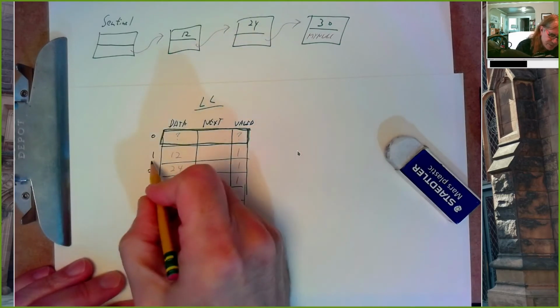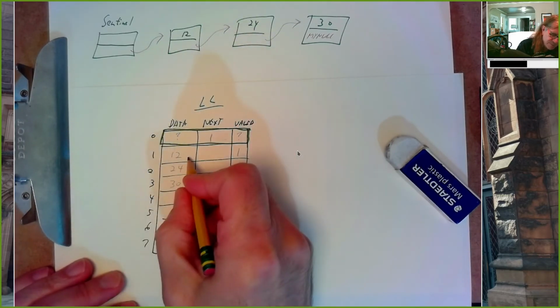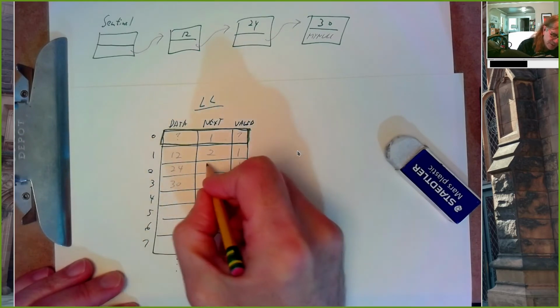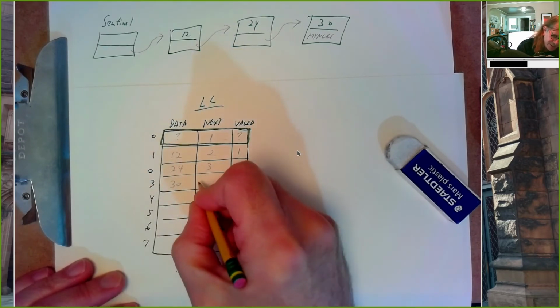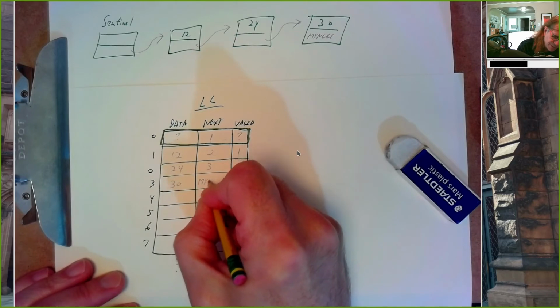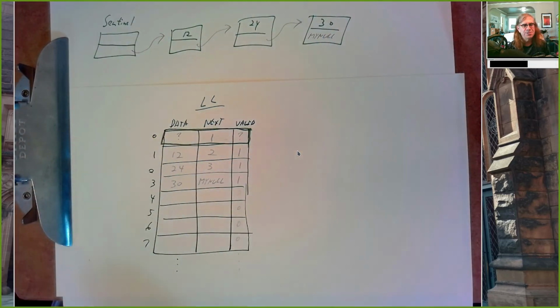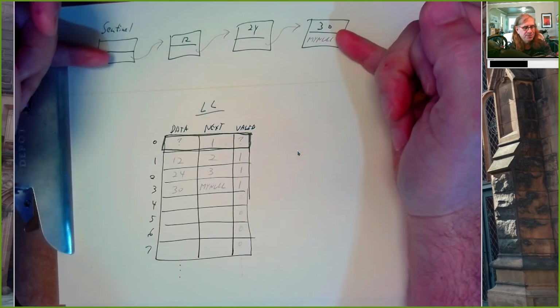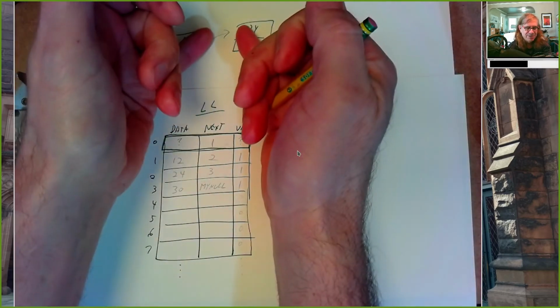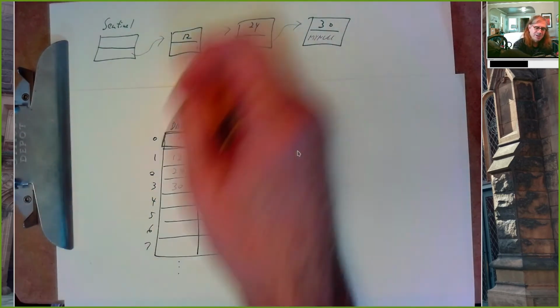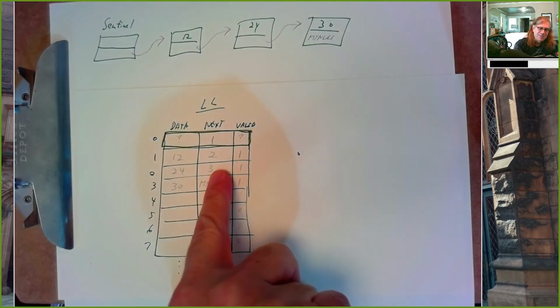The sentinel is going to point to the first node at index 1. 12 points to the second node at index 2. 24 points to the third node at index 3. And the 30 has a next field of my_null. So this is almost verbatim this picture, except that instead of arrows, I have an index number for the next node. So those arrows are basically captured by the value of this next field.